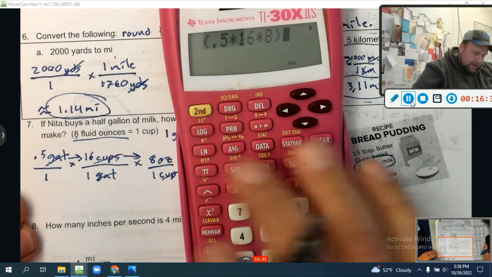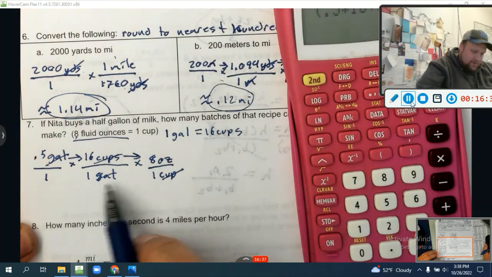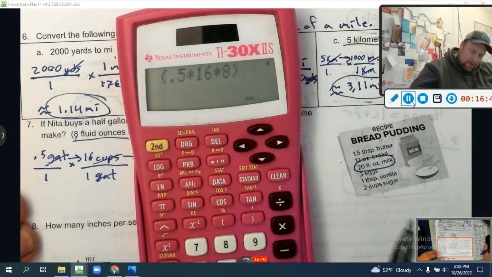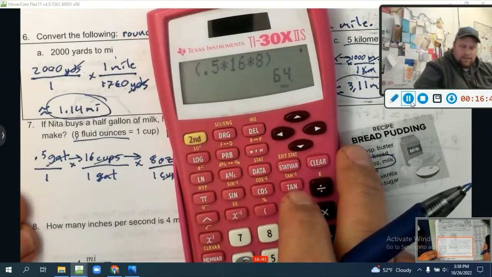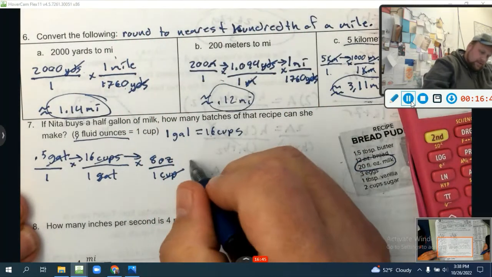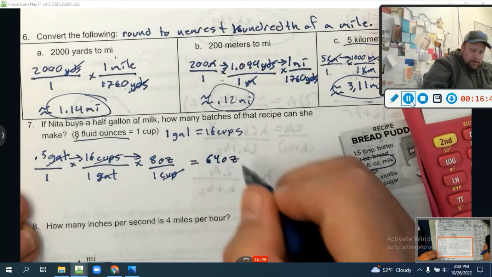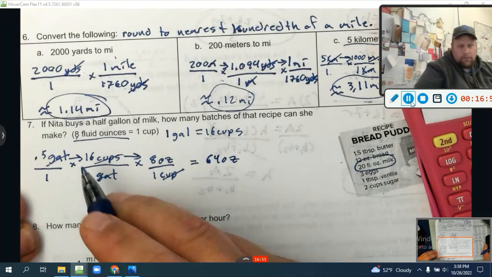And if you look at it, guys, I actually just have 1 times 1 times 1 on the bottom. I don't have to do anything there. I'm just going to say, boom, execute, equals what? 64 ounces. So this means half gallon is 64 ounces. Maybe you already knew that. You could have just gone straight there, but we wanted to prove it.